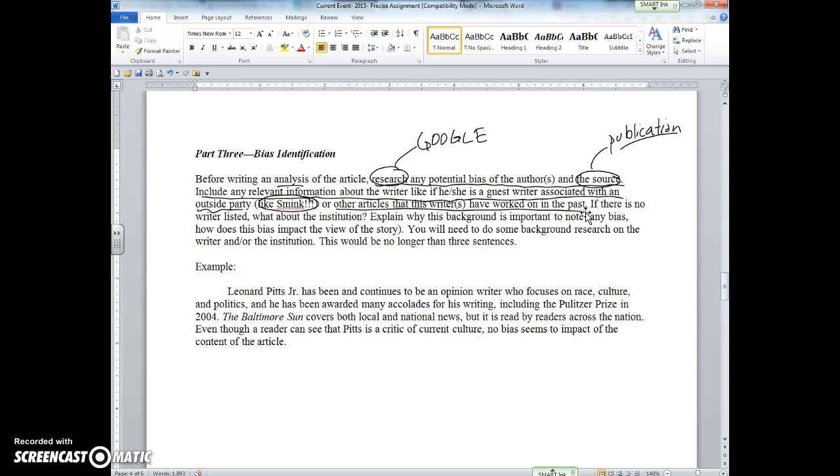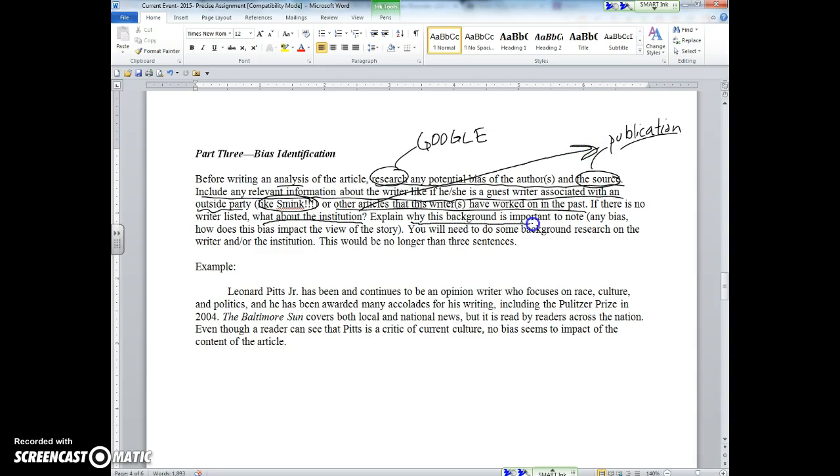Same thing with publications. So maybe the author itself doesn't have any bias, but if it's published in the National Review, you might want to consider that it probably has more of a conservative slant to it. Perhaps the author doesn't write about anything that's too liberal, or seems like a knowledgeable source about a particular topic, but if he or she is published in the Huffington Post, they tend to be pretty liberal. So the publication source will also, you'll want to identify bias. So if there is no writer listed, obviously look to the institution, so that would be the publication.